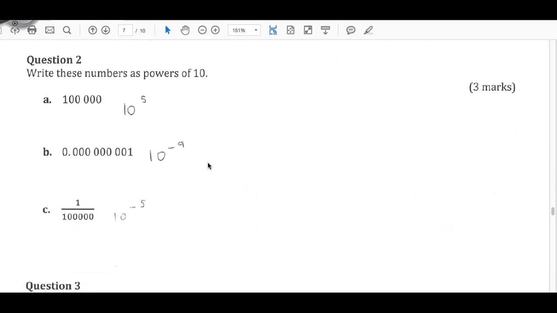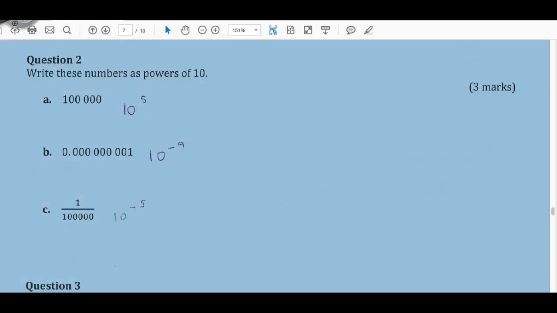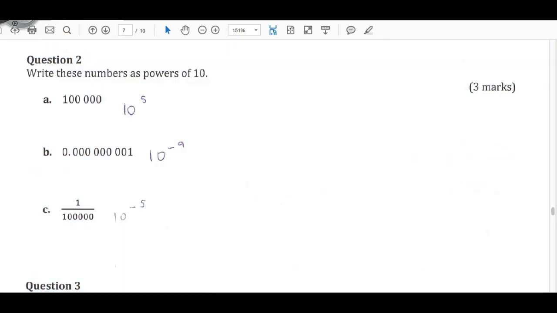Question 2, write these numbers as power of 10. If you're ever unsure, you can just test yourself. 10 to the power of 1 is 10. 10 to the power of 2 is 100. 10 to the power of 3 is 1,000, and so on. So basically, how many zeros you have is whatever your power is. Now the negative just means it's a very small number.